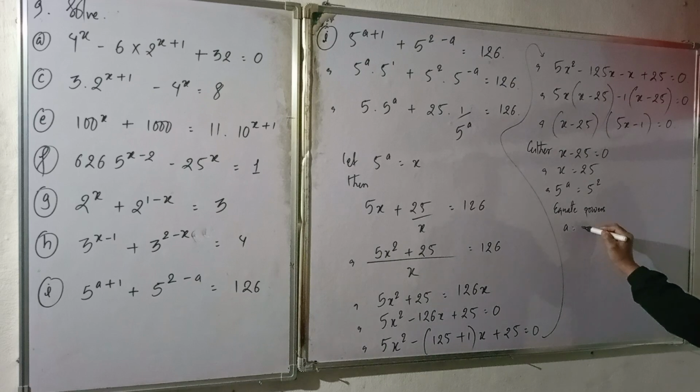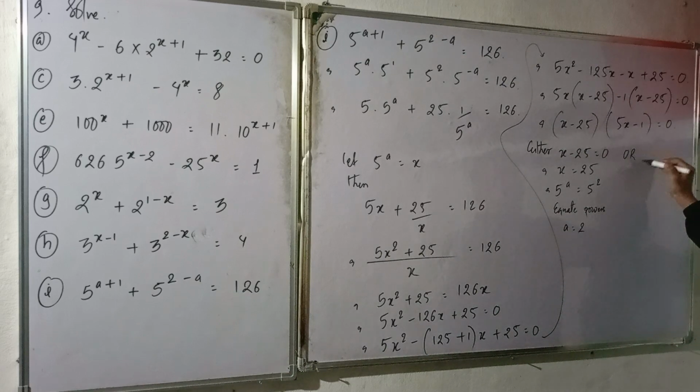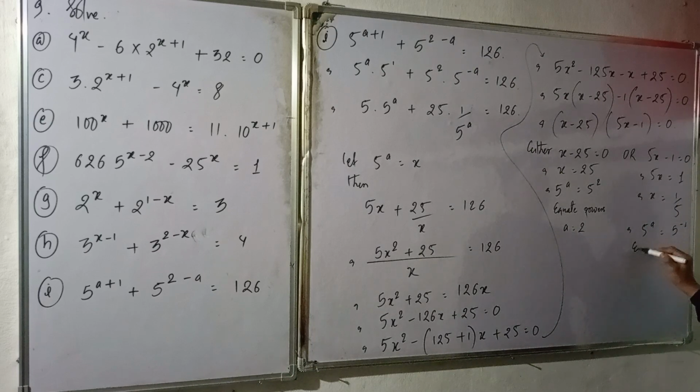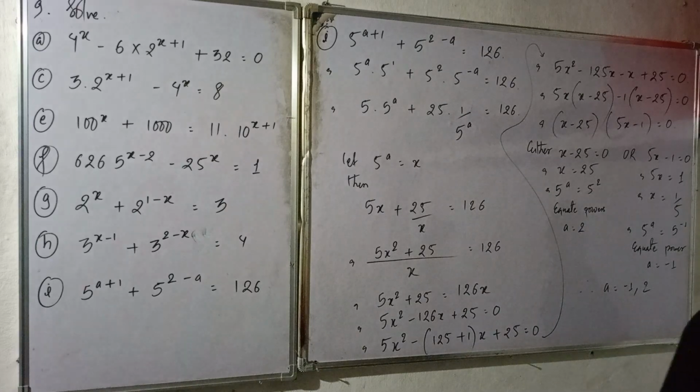We get a equals to 2, and here also another 5x minus 1 equals to 0, or 5x equals to 1, or x equals to 1 by 5. Replace x by 5 power a. Here 1 by 5 can be written as 5 power minus 1. While equating powers, you will get a equals to minus 1. Therefore two values of a, one is minus 1 and another is 2. You got it?